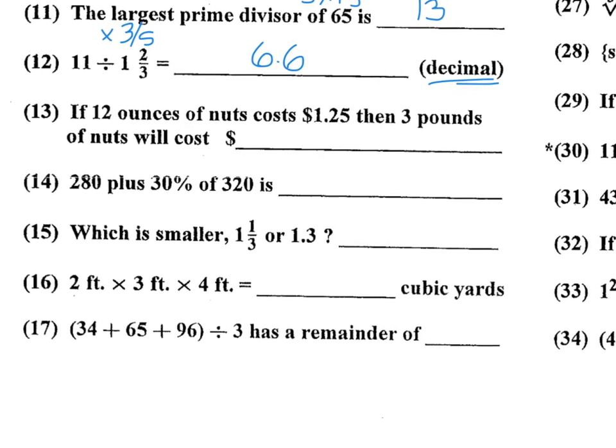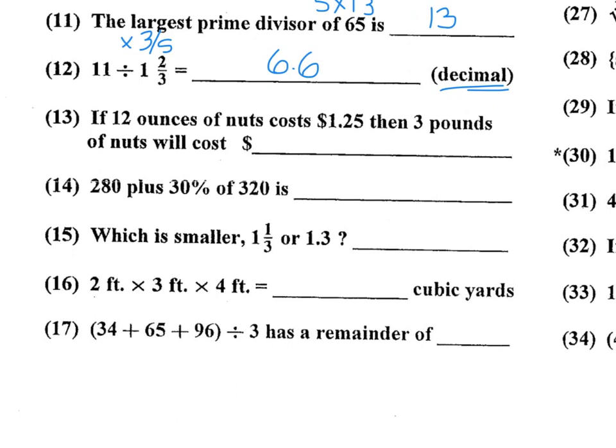Number 13. If 12 ounces of nuts cost $1.25, then 3 pounds of nuts will cost blank. Well, every pound is 16 ounces, so 3 times 16, you have 48 ounces. And then if you notice that 48 is 4 times 12, so the price would be $1.25 times 4. $1.25 times 4, if you double 125, you get $2.50, and if you double the $2.50, you get $5.